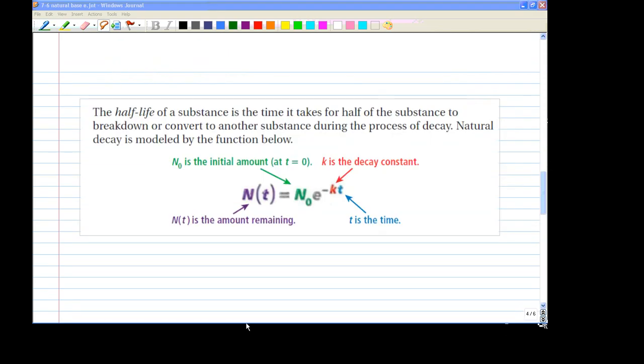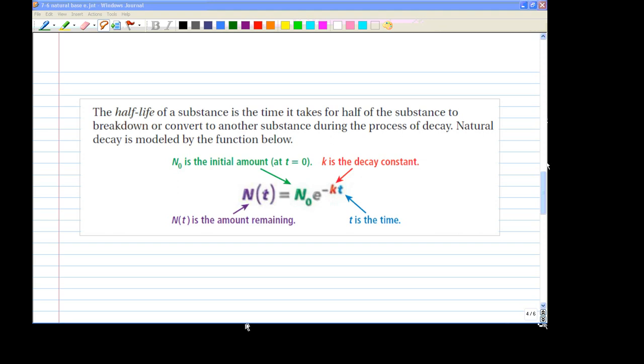Now I have this sneaking suspicion that you're just thirsty for more knowledge here and you're thinking, Mrs. Suderman, give me some harder problems. Okay, well, not harder problems, but maybe just more interesting. Let's look at some half-life problems. The half-life of a substance is the time it takes for half of the substance to break down or convert to another substance during the process of decay. Natural decay is modeled by the function below.